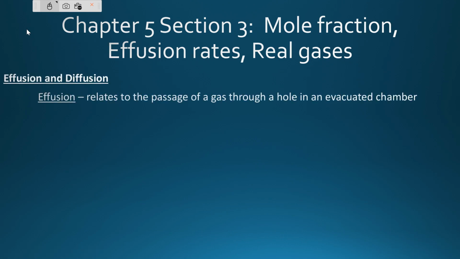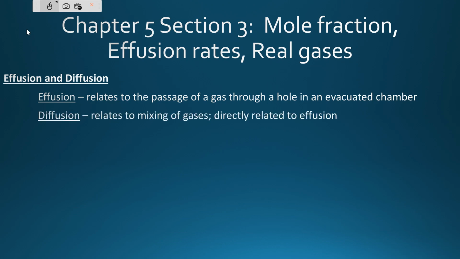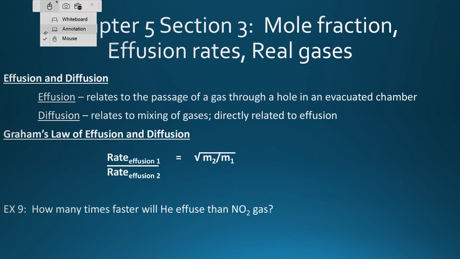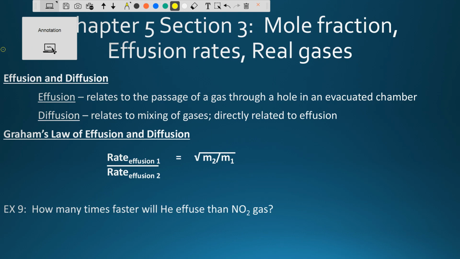Effusion of gases is going through a hole in a chamber, and diffusion of gases is just openly mixing gases. It is directly related to effusion, but diffusion is just the movement rather than going through a hole in a chamber. Graham's law of effusion and diffusion really are the same thing, where you take the square root of the opposite. We want to know how many times faster a gas will effuse or diffuse compared to something else. You sometimes see effusion and sometimes diffusion. The difference is whether they're passing through something.